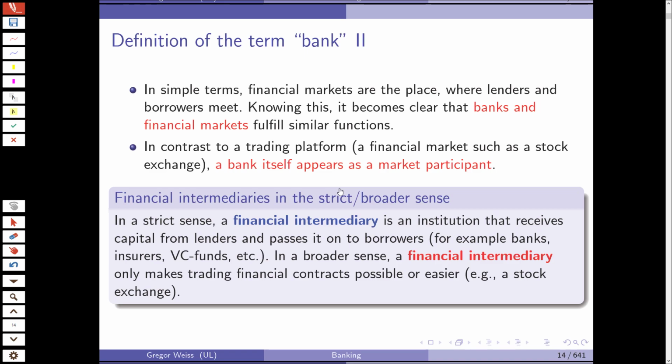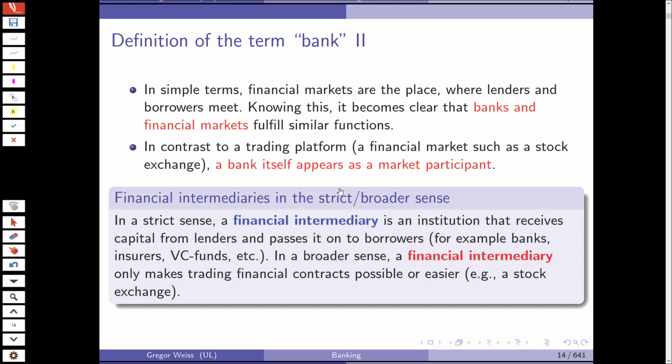In simple terms, financial markets are the place where lenders and borrowers meet. Now, banks are companies that engage in a financial market and offer specialized financial contracts. Every time we have someone who is in need of capital and someone who grants capital, we come closer to what a bank is really offering. So we might also look at a trading platform, but actually the bank itself appears on this market. The bank doesn't facilitate the contract. This is the difference, for example, between a bank and a stock exchange. An exchange is just facilitating contracts for others. The bank itself grants the loan. The bank itself takes on the deposits.